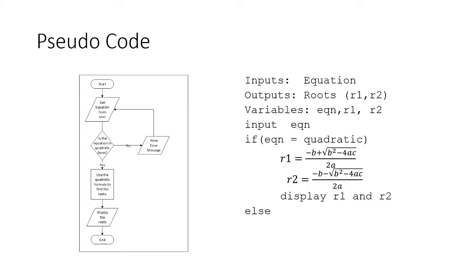Now, otherwise, or else, if the equation doesn't come out as quadratic, we're going to follow these instructions. Basically, that instruction is to start again from the beginning. That makes a lot of sense because we're going to go back to the top and input the equation again. This then ends our pseudocode.